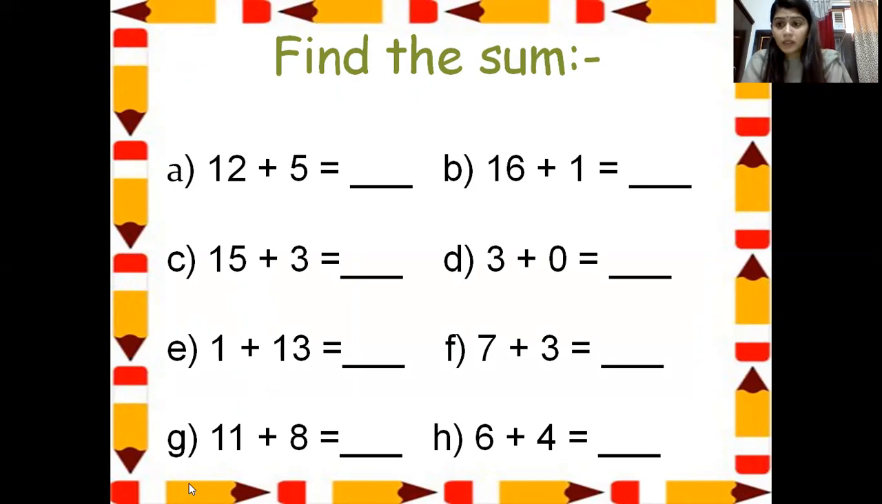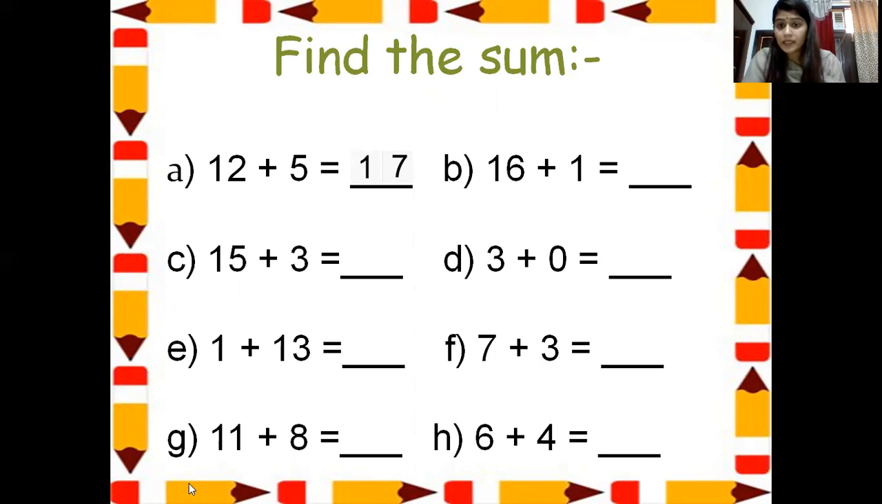So which one is bigger? 12 is bigger. We can keep the bigger number in our mind and the smaller number in our hand. 12 and 5. So what comes after 12? 13, 14, 15, 16, 17. So the answer is 17. We can write the answer like this.